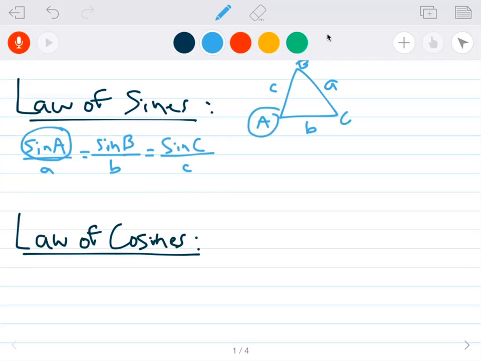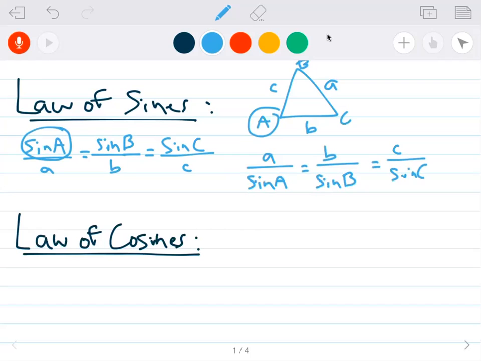And then when you're trying to solve for a side length, we're allowed to flip it. We're allowed to say A divided by sine of A is equal to lowercase b divided by the sine of B, and that is equal to lowercase c divided by the sine of C. We're allowed to do that.